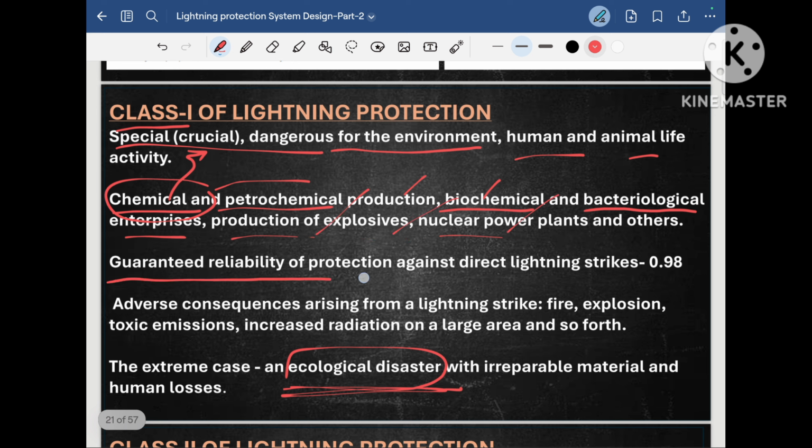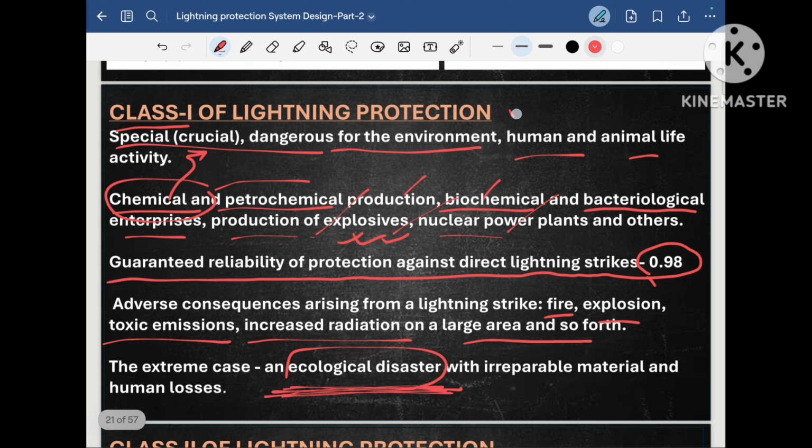The guaranteed reliability of protection against direct lightning strike is 0.98. What does it mean? It means that for such projects, which are a direct threat to the ecology or environment, the degree of protection from a direct lightning strike to that project or facility is 98%. Okay, which is very high. These projects lead to fire, explosion, toxic emission, release of radiation over a large area. Okay, and it can lead to ecological disaster. So such a project, which is a threat to the environment, requires class 1 lightning protection.